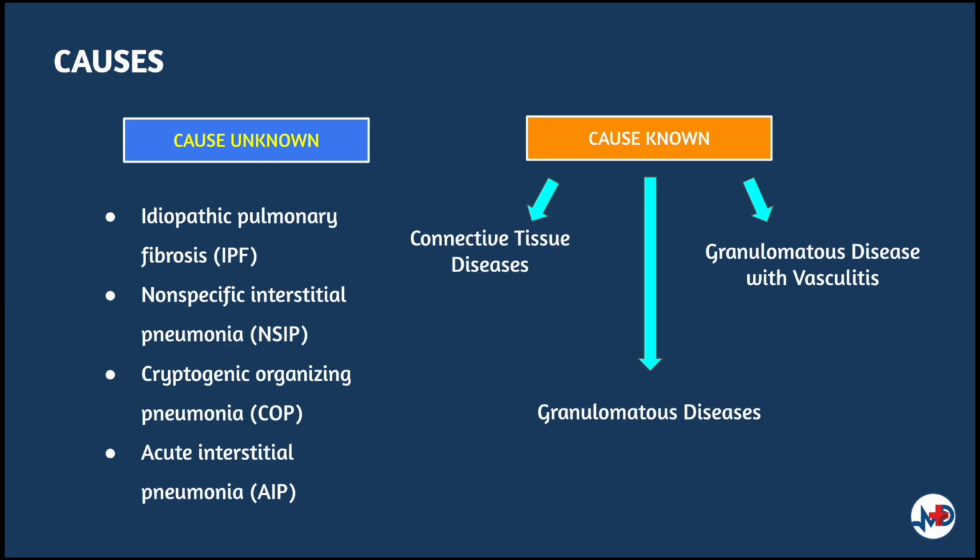Known causes of fibrosis are systemic diseases such as connective tissue diseases like rheumatoid arthritis, systemic lupus erythematosus, systemic sclerosis, Sjogren's disease, and dermatomyositis or polymyositis. Other systemic diseases which can also cause fibrosis of the lungs are granulomatosis with polyangiitis, Churg-Strauss disease, sarcoidosis, and hypersensitivity pneumonitis.